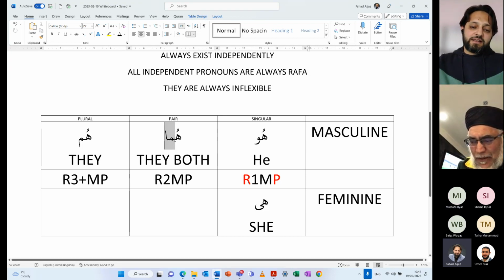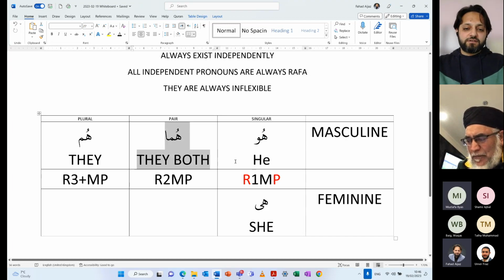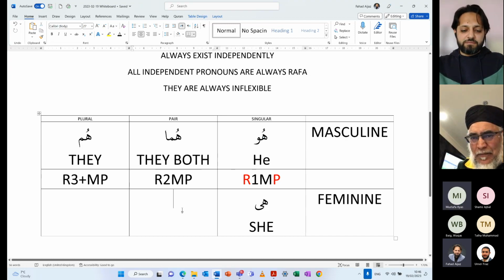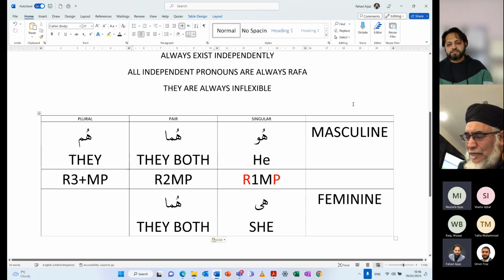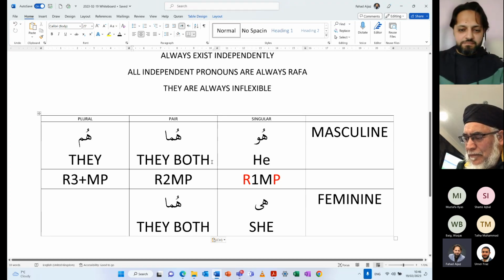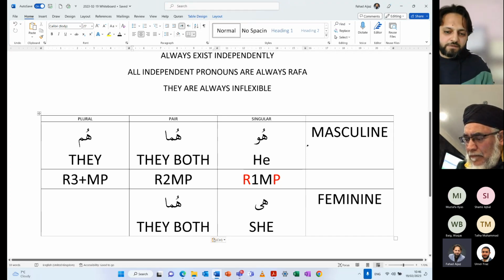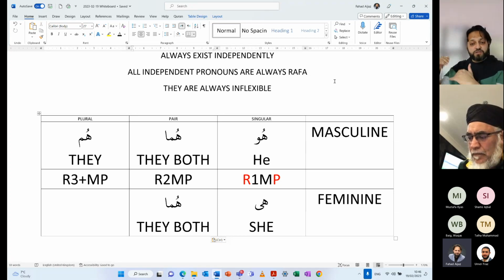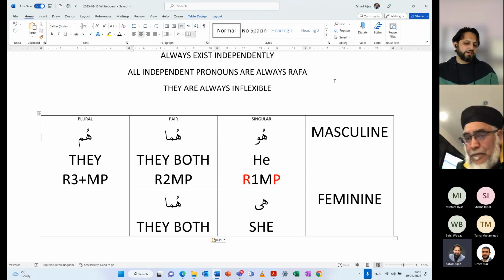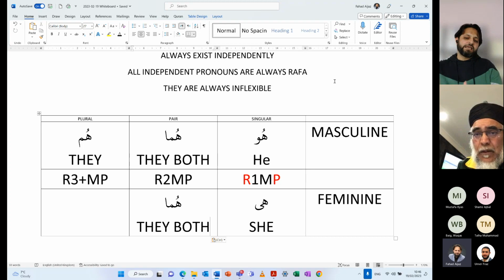Now, let me give you some good news: the pair in feminine is the same as the masculine. It's the same as masculine, but this time it's feminine, of course. So huwa, huma, hum, hiya, huma. That should be easy. Now, the question: how do we differentiate whether this is masculine or feminine? Don't go there yet. Let the time come. I'll tell you that. Just remember these things like this: huwa, huma, hum, hiya, huma.